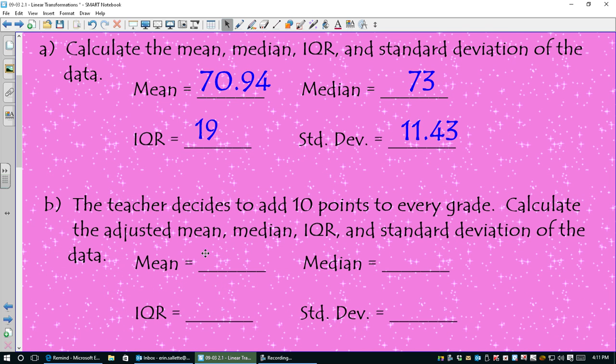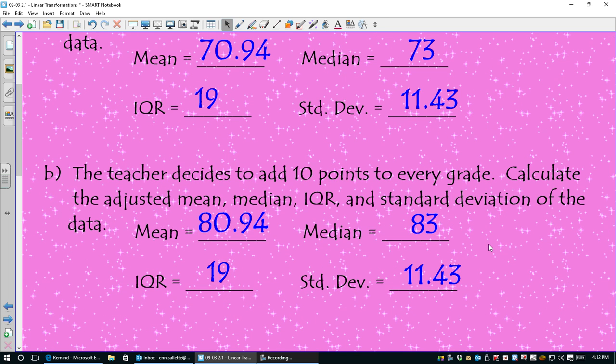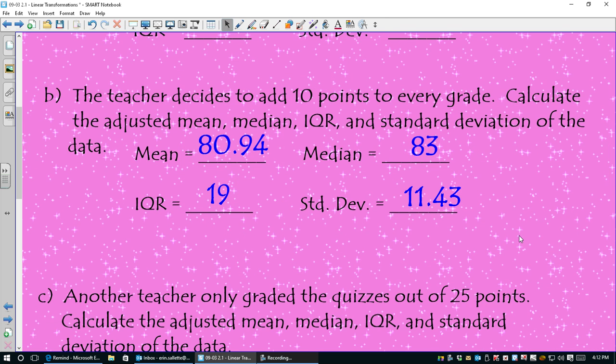Let's see what happens. The mean went up by 10 points. The median went up by 10 points. The IQR stayed the same. And the standard deviation stayed the same, just as predicted. Now you could go through the trouble of adding 10 to each of these data values and find that out exactly the same way as I just told you. Or you can use your rules.